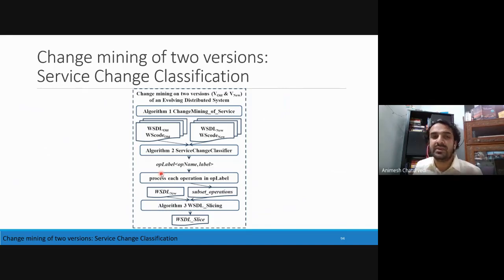But in web services, these procedures and methods become operations because they are exposed to the world for use. So the operations are labeled as changed, whether modified, added, or deleted. Then from the operation labels, we generate a subset of operations, and that subset would help in generating the WSDL slice with algorithm 3. So the WSDL new version is used along with the subset operations in algorithm 3, WSDL slicing, and that algorithm will generate the WSDL slice.